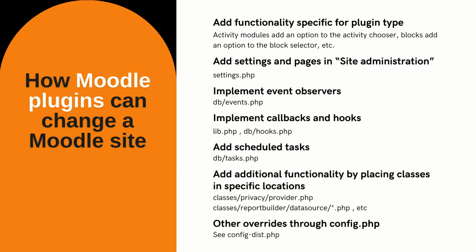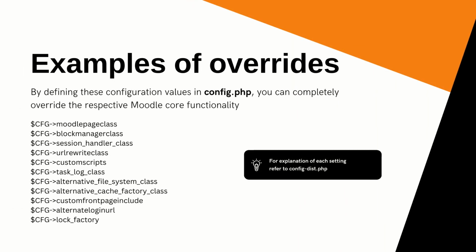Finally, some Moodle functionality can be overridden using settings in the config.php file. These settings do not appear in the UI, and Moodle does not explicitly ask plugins to provide them, but plugins offer the alternative functionality. One of the best examples is the alternative file system. Some plugins completely override Moodle's file storage, redirecting it to the cloud instead of the local drive. Similarly, you can replace Moodle's default handlers for storing user sessions, caching, or locking. For individual sites, you can even override the login page, front page, or any other page in Moodle without modifying core files. The config-dist.php file included with Moodle explains each of these settings in detail.